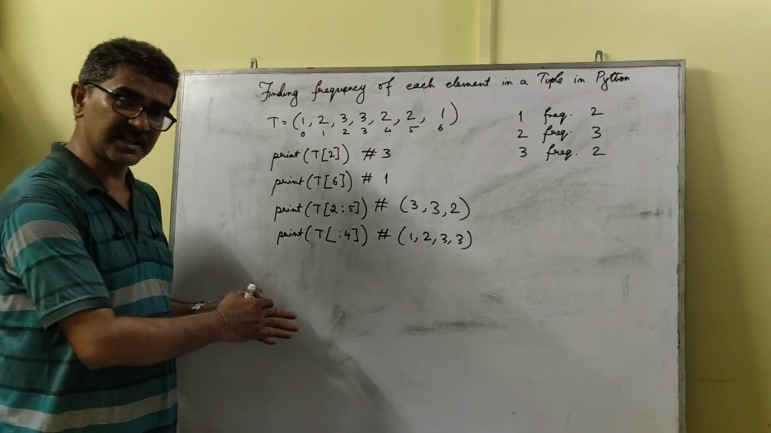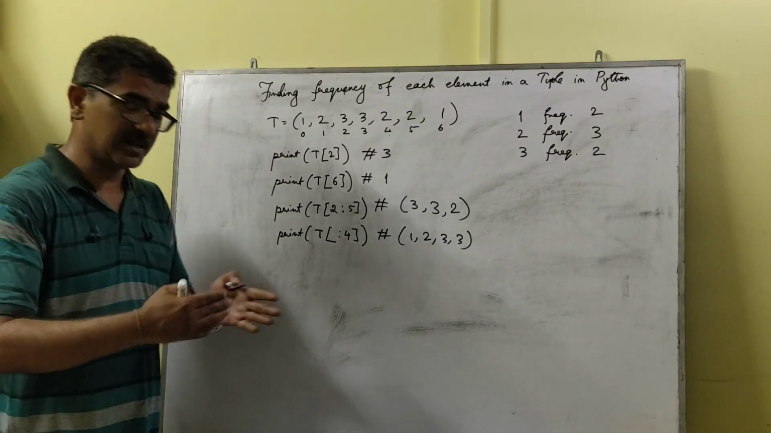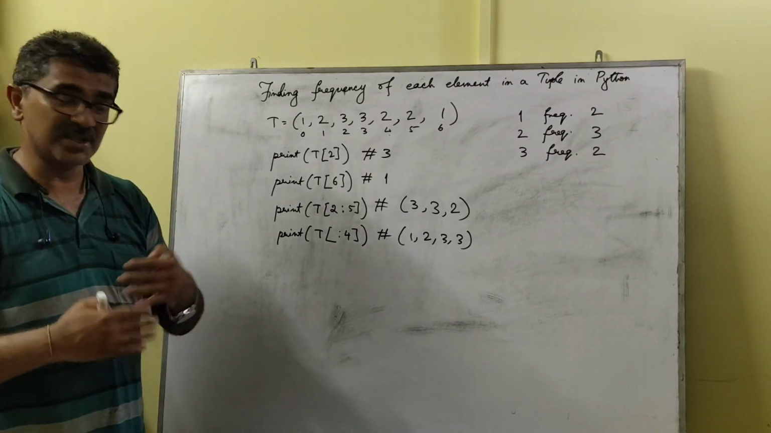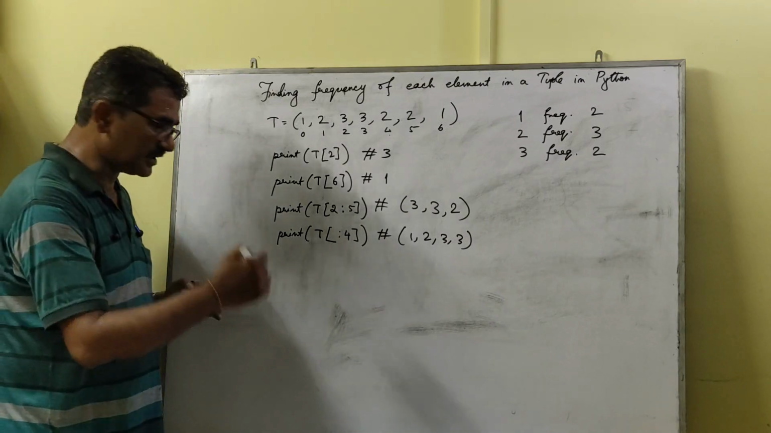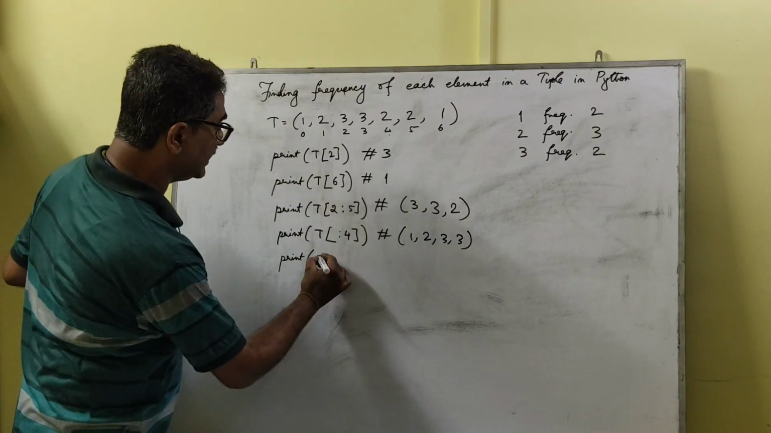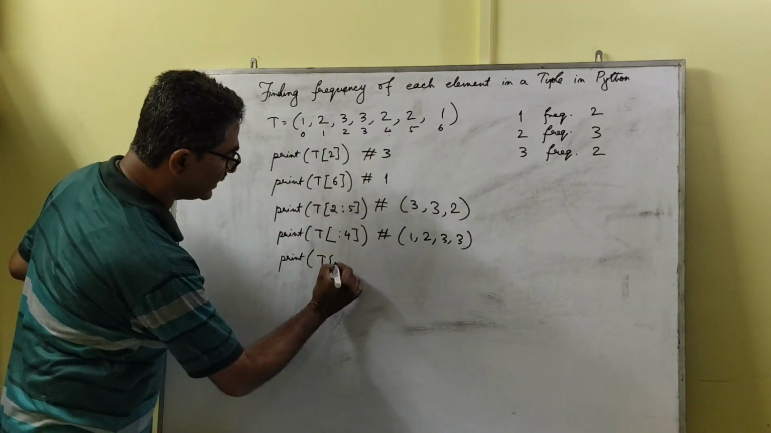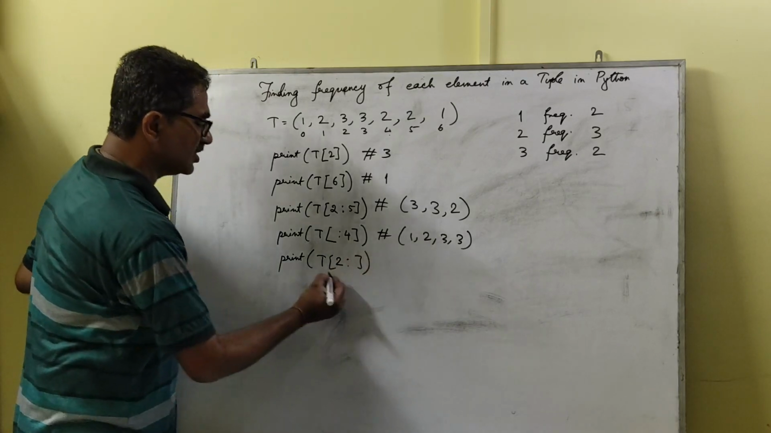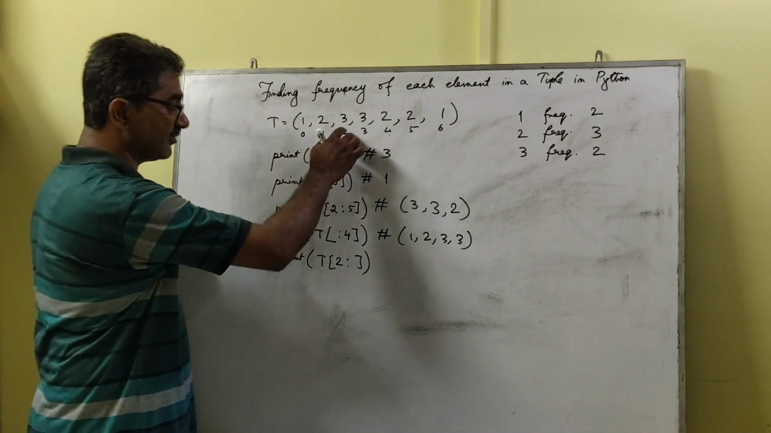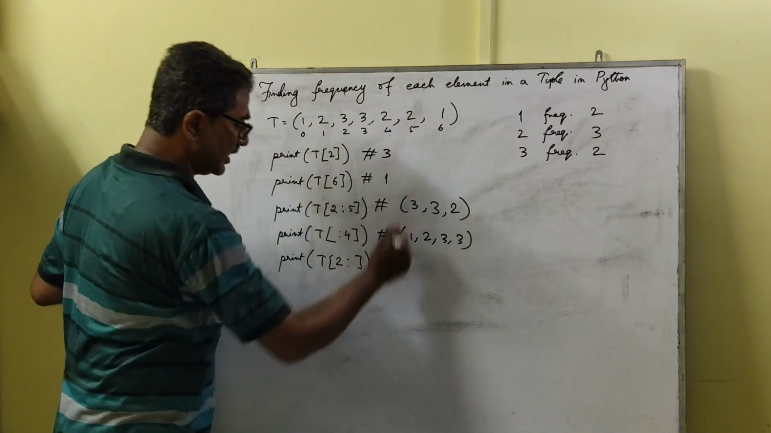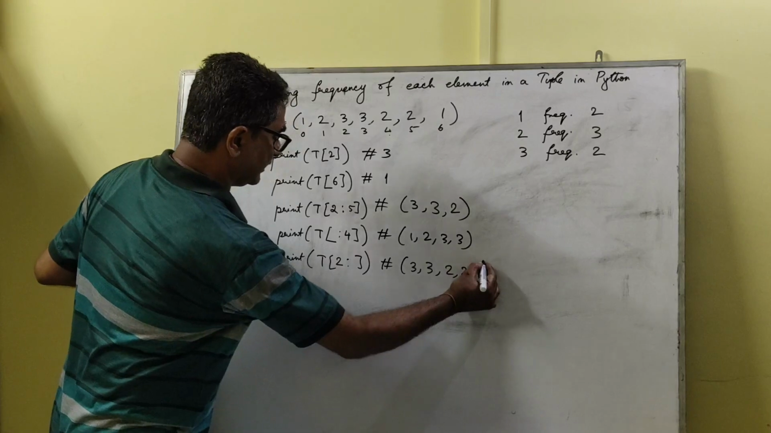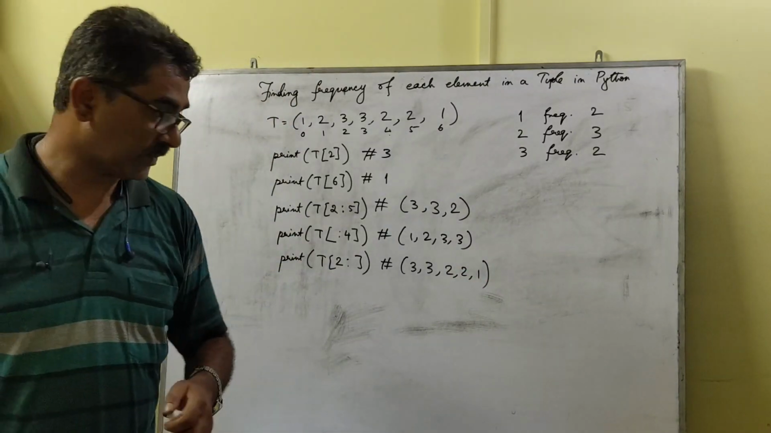Similarly, if we have the start index without the last index, it's going to print all the elements starting from the start index till the end, since I did not specify the last index. I'll give you an example. Print T, suppose from 2 till the end. So we write 2 colon and leave it. I did not write the end index. It's going to display all the elements starting from index 2, that is 3, 3, 2, 2 and 1. So it's going to display the tuple 3, 3, 2, 2 and 1. This is what happens with the slice operator.